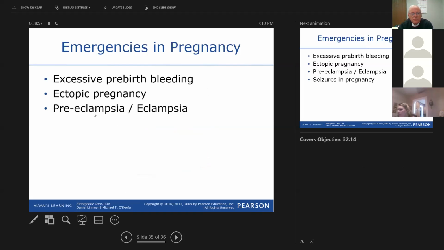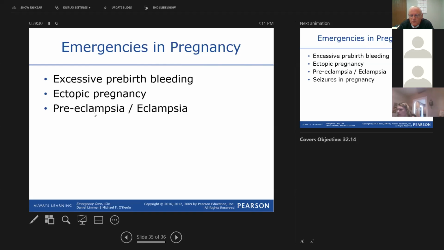Preeclampsia is when mom gains an excessive amount of weight. Her hands and feet are swelling. All pregnant ladies swell, but we're talking about massive swelling. Their blood pressure goes up because remember it's normally going down. And the other thing that we wouldn't know is that they have a lot of protein in their urine. So that's like a toxic situation. It's mom's kind of rebelling against the baby that's growing in there.